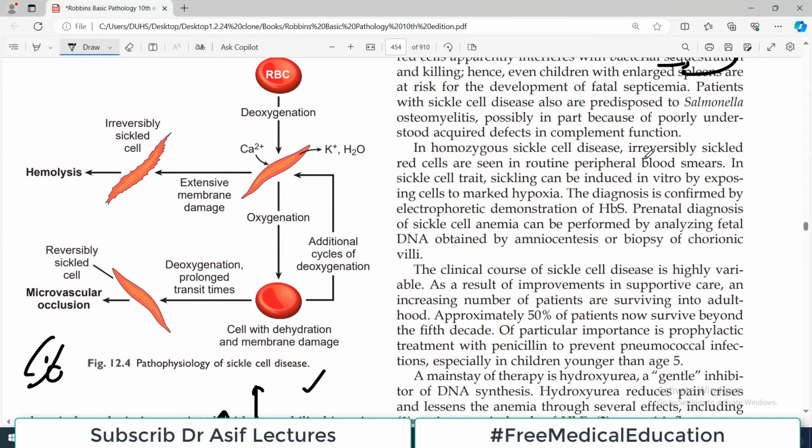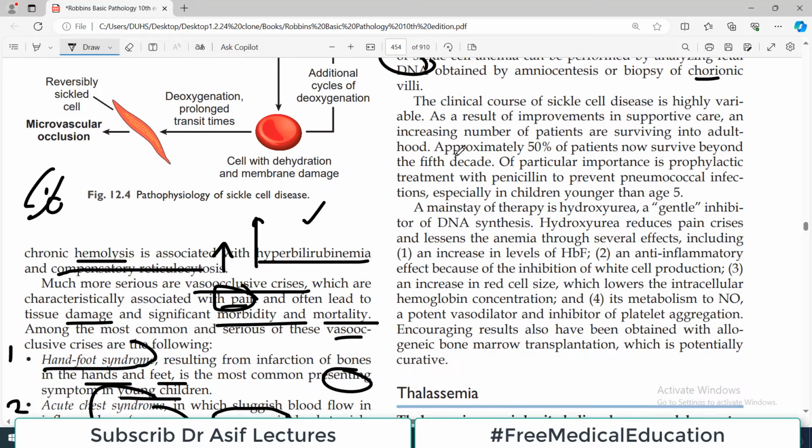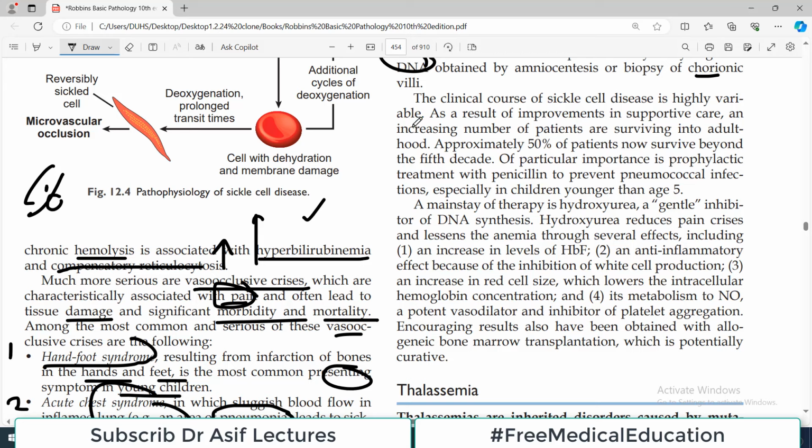In homozygous sickle disease, irreversibly sickled red cells are seen in a routine peripheral blood smear, so you can identify this. The diagnosis is confirmed by electrophoretic demonstration of hemoglobin S, so you identify it by looking at the migration pattern of different hemoglobins. It can also be identified prenatally by analyzing the DNA obtained from the fetus by chorionic villus sampling. The clinical course of the disease is highly variable.